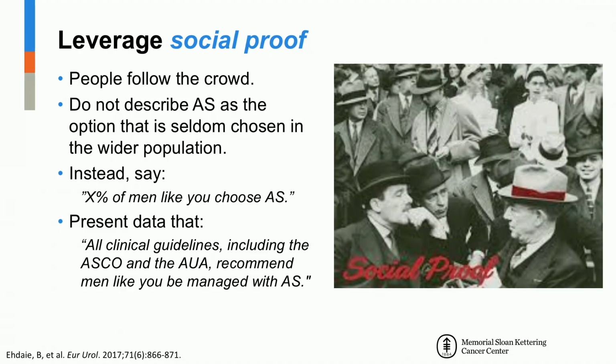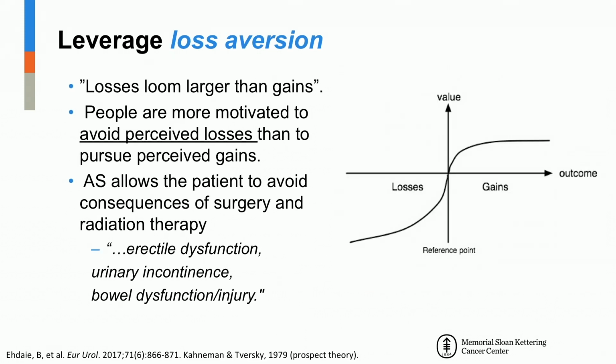Another principle is leveraging social proof. So people do what other people do, they follow the crowd. So do not describe active surveillance as something that's rarely chosen, but instead you can say, if it's at Memorial, 80% of men like you choose active surveillance. And you can also say that all the guidelines suggest that men like you be managed with active surveillance.